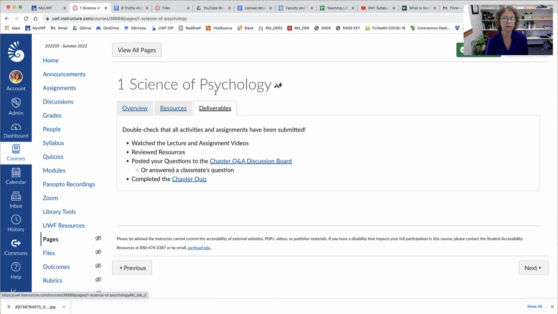And then in deliverables for this week, we just have the chapter Q&A discussion board. Again, what I want you to put there is after you've read the chapter, what other questions you're still unsure about in the chapter. And if you don't have any questions, you can try answering one of your classmates' questions. And you have your chapter 1 quiz.